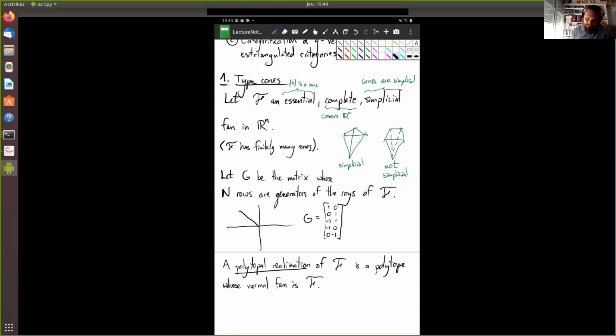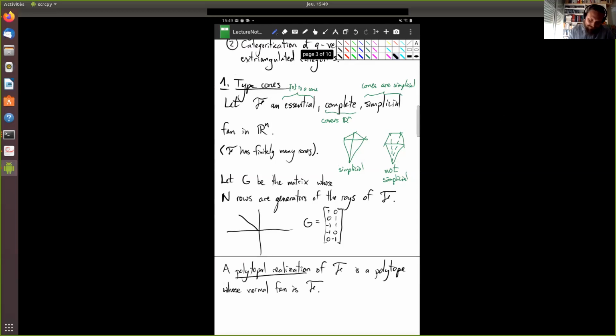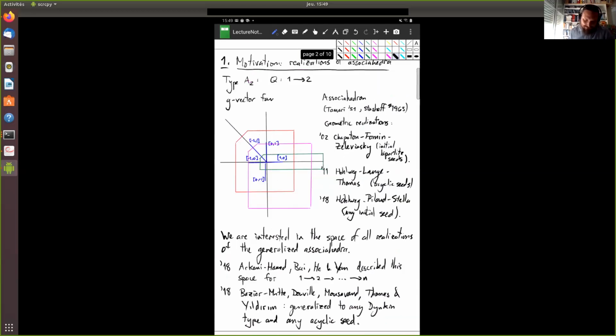So if you remember the example above, if you go back to the picture, you see 3 different polytopal realizations of the G vector fan in type A2. Now, what happens on this picture is that in order to define a polytopal realization, all I had to do was choose heights on each ray of the G vector fan. And then I just have to look at the hyperplanes defined by these heights.